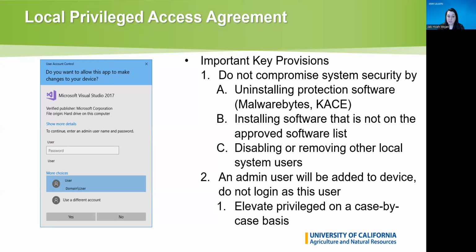You are agreeing that you will not install software that is not on the approved software list. Items on the approved software list have gone through the necessary vendor risk assessment process. We are required to do vendor risk assessments on software as part of the overarching UC-wide policy. This is not something that only A&R has to do. All the UCs have to do it.